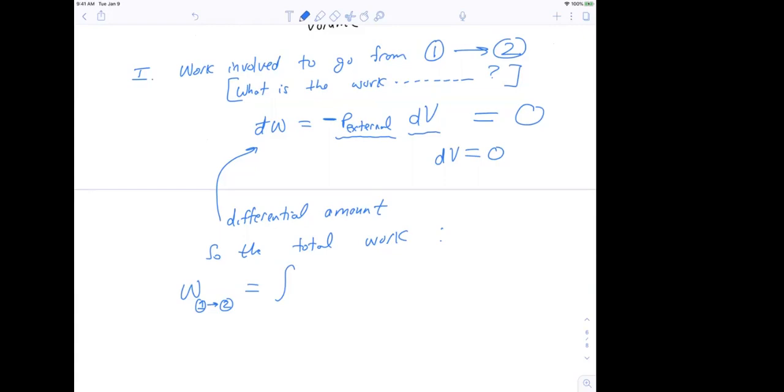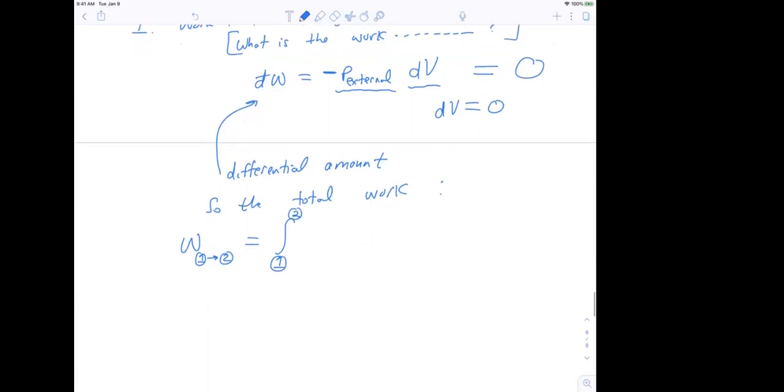Okay, so it's going to equal the integral to go from equilibrium state 1 to equilibrium state 2. And now I know you're used to having limits here, but in this course we're going to again use different ways of looking at integrals. What this is telling me is that to get the total work, this is not a differential, this is the total. To go from 1 to 2, I have to take the integral of something that's a differential. That's all this is saying. And I have to take the integral of this differential amount from state 1 to state 2.